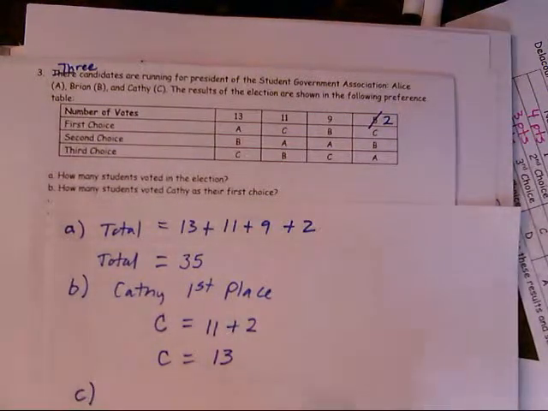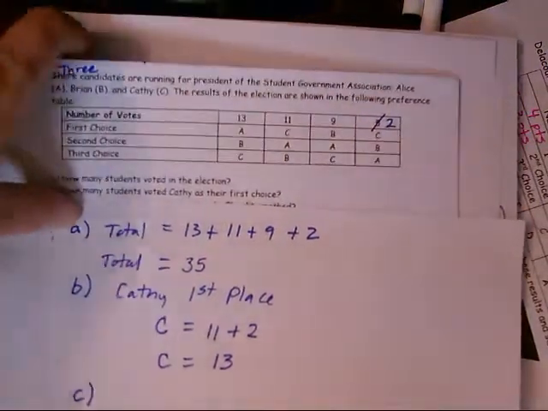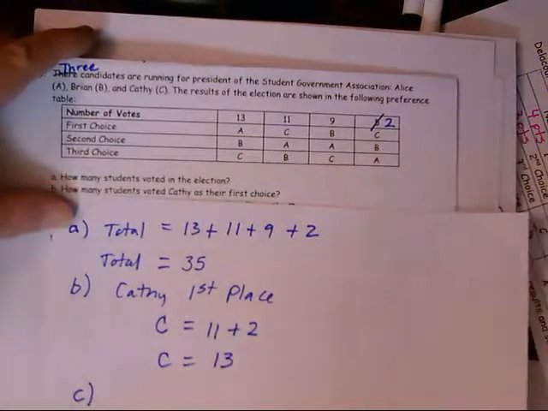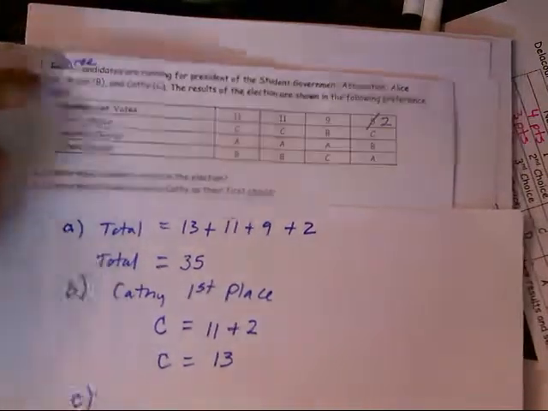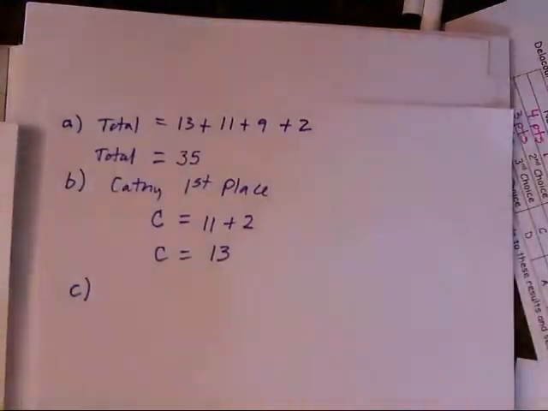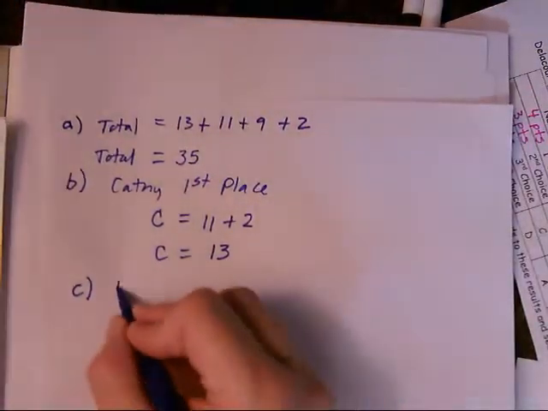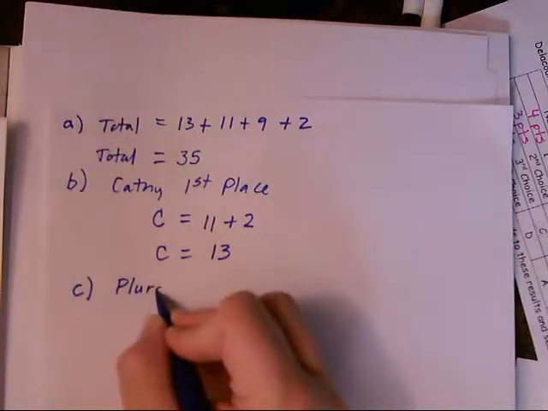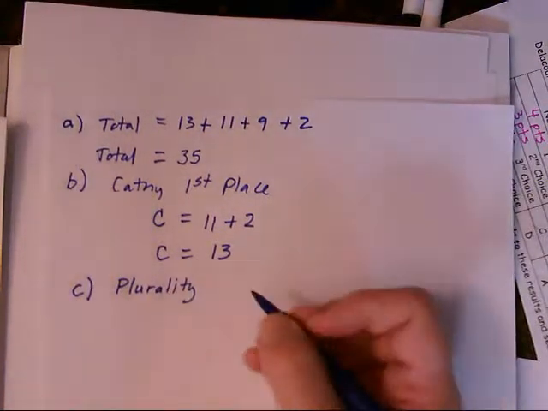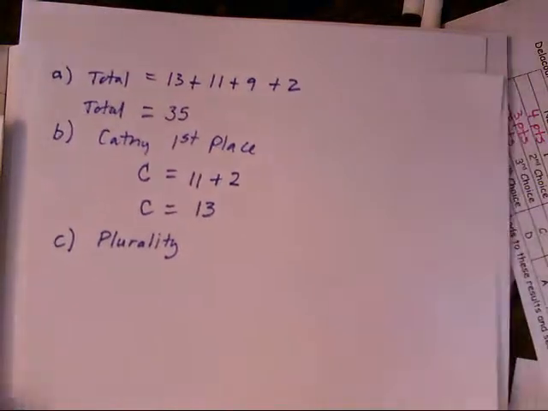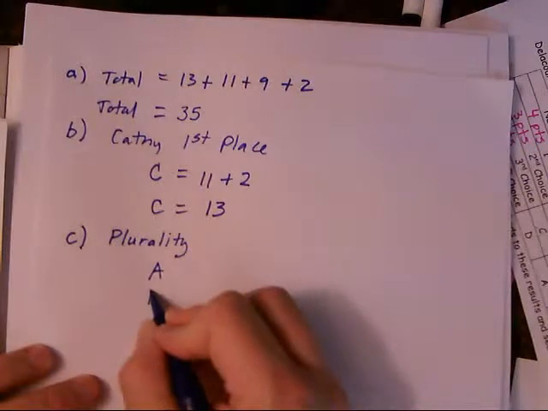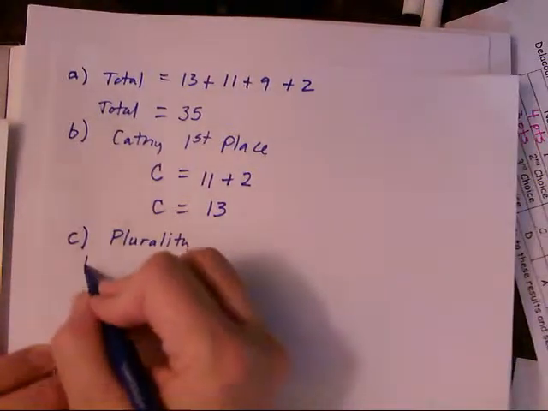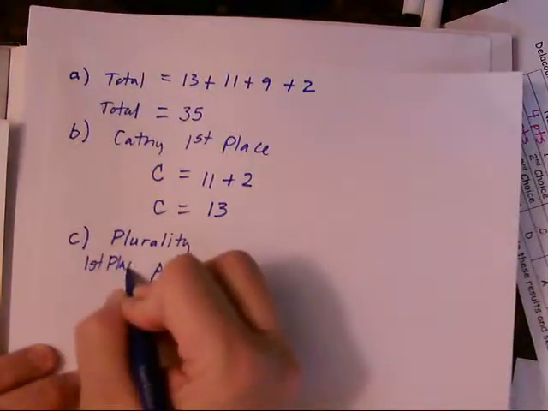Now let's go to part C. And these are just questions that test whether you are able to read the information accurately and understand the way it's presented on the table. Part C, who would win the presidency using the plurality method? So we're going to pick the winner using plurality. So we need to go through and look at the first place votes for A, B, and C.